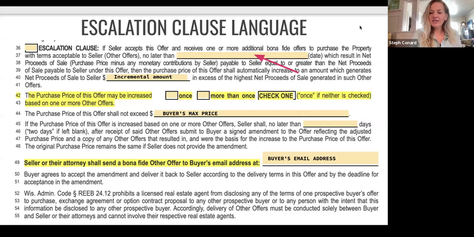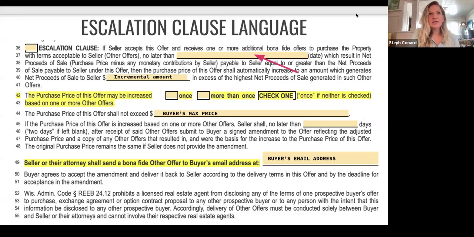Okay, the escalation clause. I feel like of the three, this is the one that has kind of come back into play or I've gotten questions about. And you know, not a lot, I would say maybe two or three in the last few months, but enough to make a little bit of a trend for us, that escalation clauses are being used again. So the escalation clause, again, we're using this in a competitive situation.